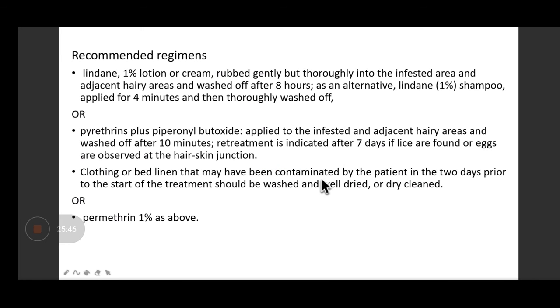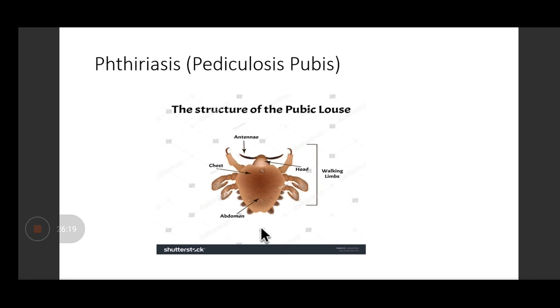Then clothing or bed linen that may have been contaminated by the patient in the 2 days prior to the start of the treatment should be washed and dry cleaned. So apart from the patient, one has to treat the clothing and bed linen as well. And we can use permethrin 1% as above also. So these are the treatment agents which we can use in case of pediculosis pubis.